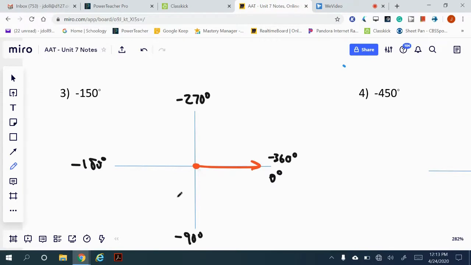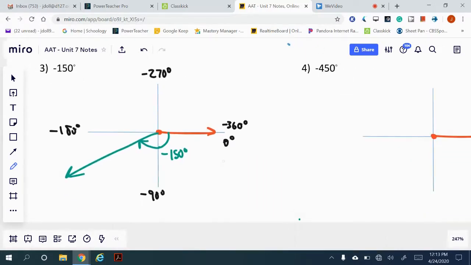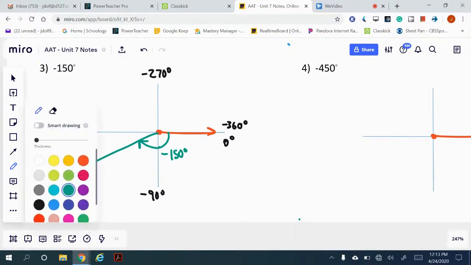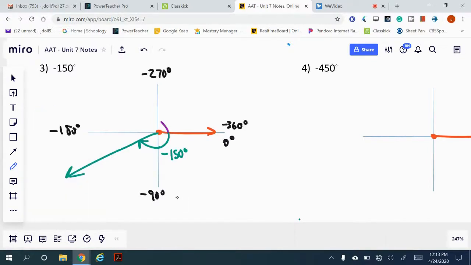So we can see I go negative 90, and negative 150 is going to terminate somewhere right in this range, right there. So this would be a negative 150 degrees. And notice, guys, that a negative 150-degree angle is terminating at the same place as a positive 210-degree angle. Those would be coterminal angles.